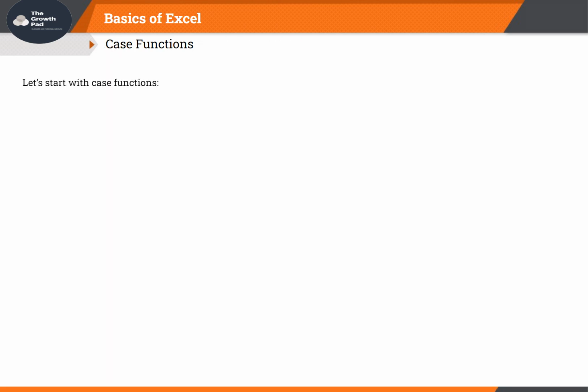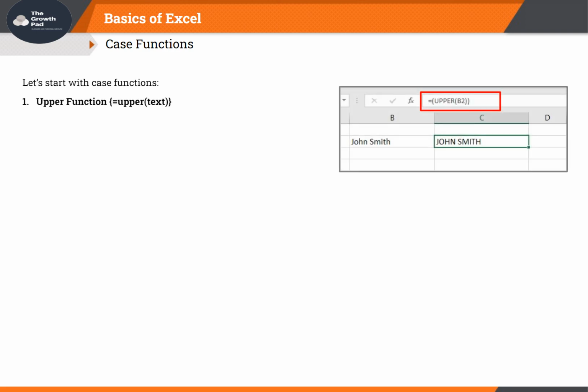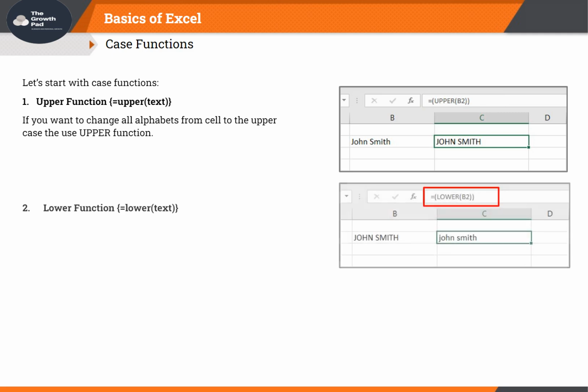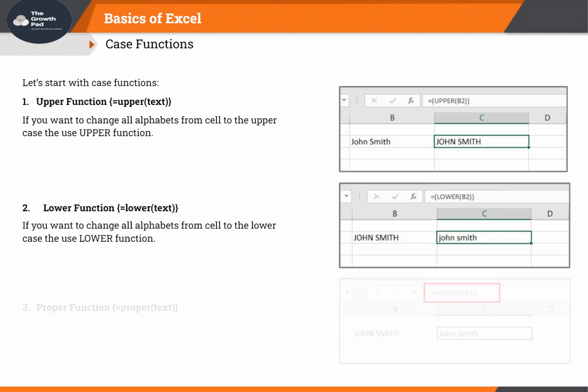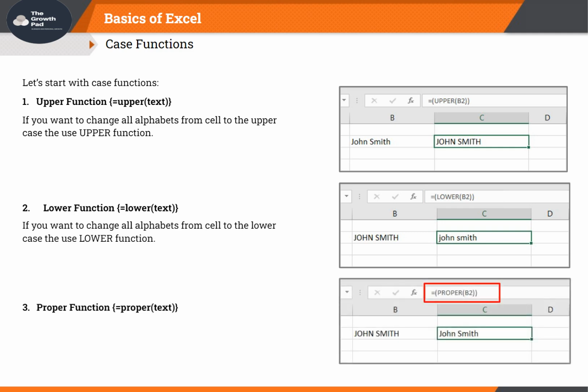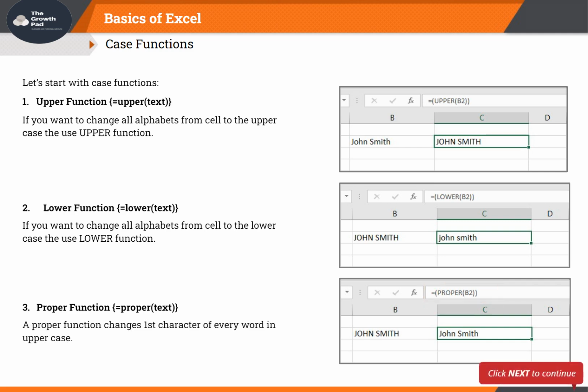Let's start with case functions. Upper function: equals UPPER(text). If you want to change all alphabets from a cell to uppercase, use the upper function. Lower function: equals LOWER(text). If you want to change all alphabets from a cell to lowercase, use the lower function. Proper function: equals PROPER(text). A proper function changes the first character of every word to uppercase.